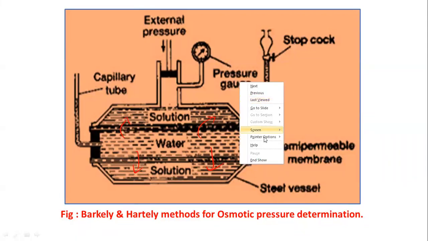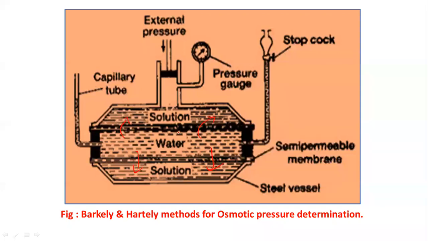Okay, so it is very easy to measure the osmotic pressure here. You can see this is the porcelain vessel where there is a semi-permeable membrane. The solution and solvent are separated by the semi-permeable membrane. This semi-permeable membrane is made up of copper ferrocyanide material. Okay, so through it only solvent molecules can move. The solute molecules cannot be transferred from the solution side to the solvent side.